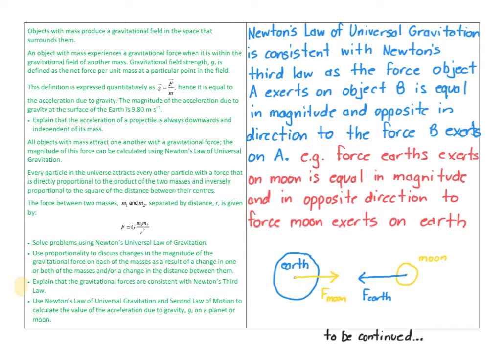So if we think of this diagrammatically, we've got the Earth, we've got the Moon. The Earth, due to gravity, is pulling the Moon towards it. We indicate that with this blue vector here. The Moon is also exerting an exact equal force in the opposite direction. So those two forces are equal in size or magnitude and opposite in direction.